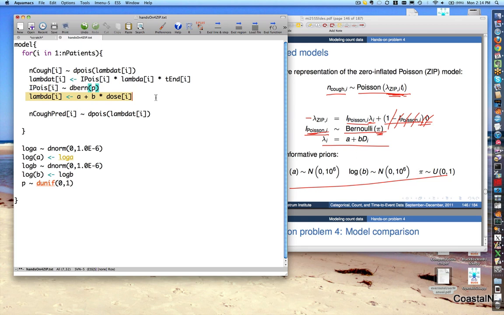And then finally, the lambda is just again our straight line. And then our usual priors down here. And again, as usual, I calculate a posterior prediction in here for some of our diagnostics and presentation plots. So it's a fairly simple trick in here. It's fortunate that when they coded BUGS, they allowed for the special case where the parameter to the Poisson distribution is a zero.